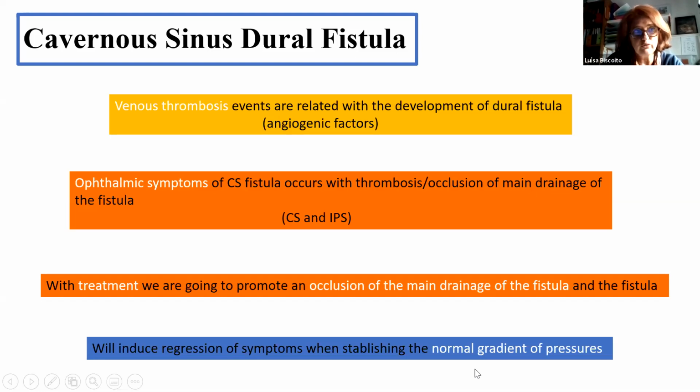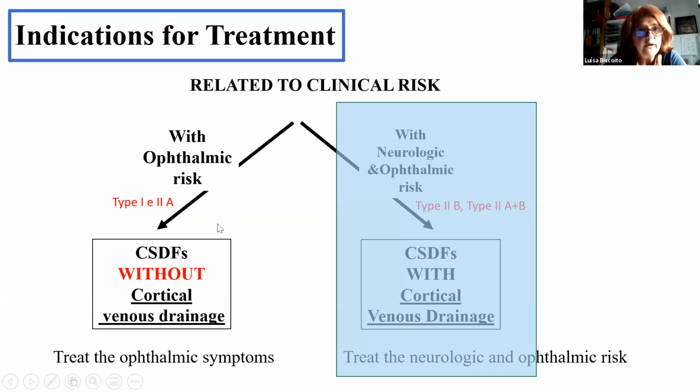Finally, we want to do the same thing that sometimes provokes the symptom, that is the thrombosis. So we are going to induce a thrombosis, but it's a controlled occlusion and controlled thrombosis. When should we treat? Of course, when we don't want to have risks on the ophthalmic and neurologic. So when we have ophthalmic risk without cortical venous drainage, we are going to treat the ophthalmic symptoms.